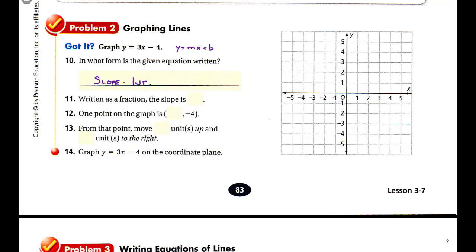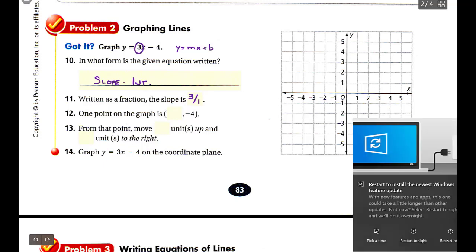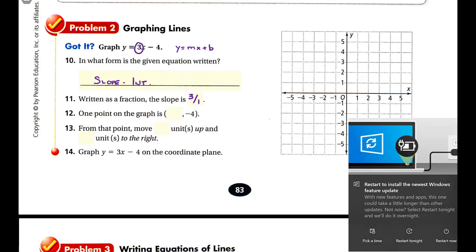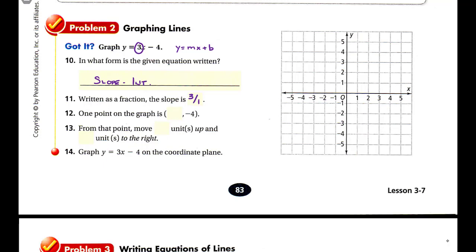Written as a fraction, the slope is 3 over 1. We can see the slope is given right here as 3. And then one point on the graph is going to be 0, negative 4. And we know that because the y-intercept is negative 4. Anytime you have a y-intercept, your x value is always going to be 0. So that's how we can say that the point is 0, negative 4.